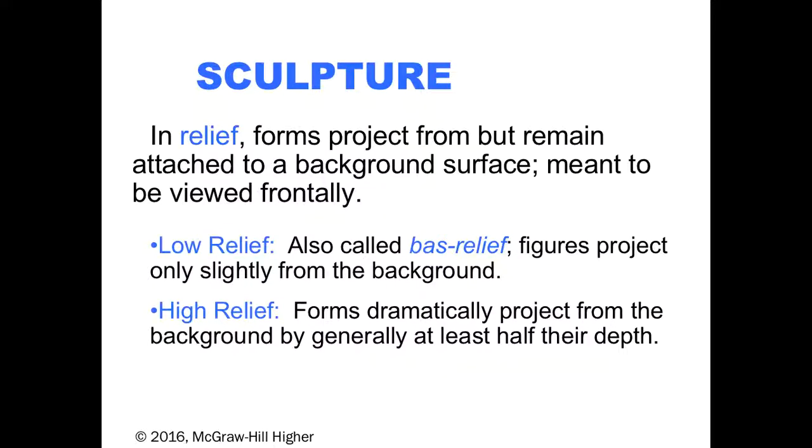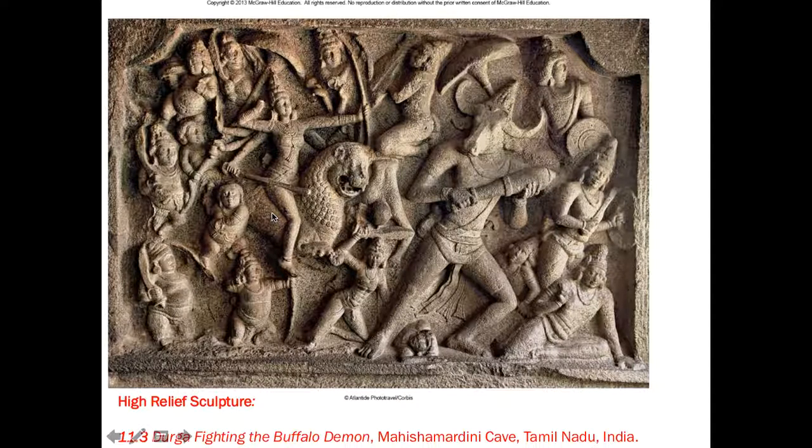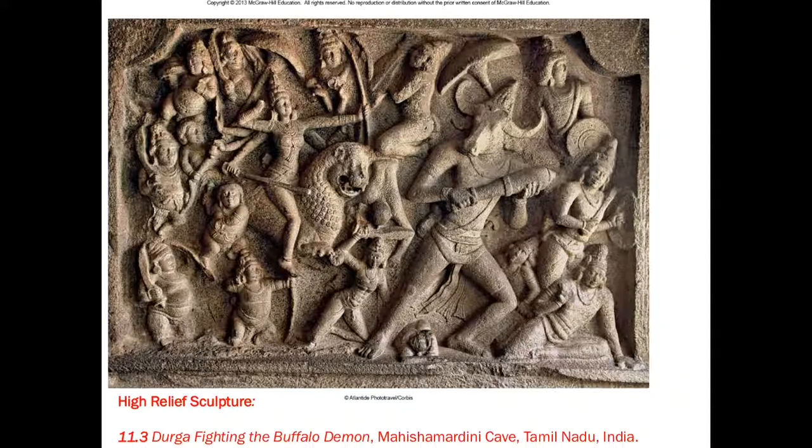Okay, that's low relief. High relief means the forms are dramatically projecting from the background and it's at least half their depth. You could say this is half their depth because it's coming out to the shoulder, but that isn't really truly correct. It's still very flat. So high relief is our Durga Fighting the Buffalo Demon, 11.3. One of the key indicators here is the shadows. Look at the difference. Very minimal, tiny little shadows here. These are big, deep shadows. So this is high relief.